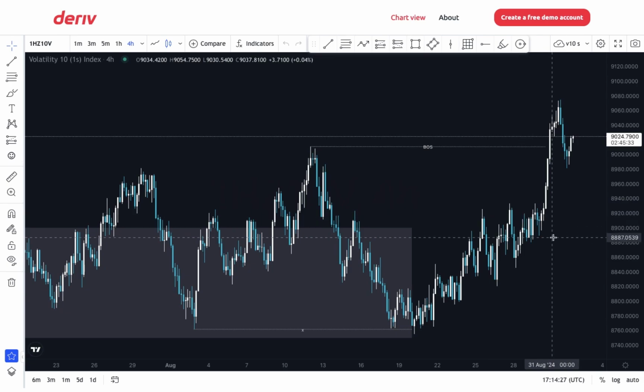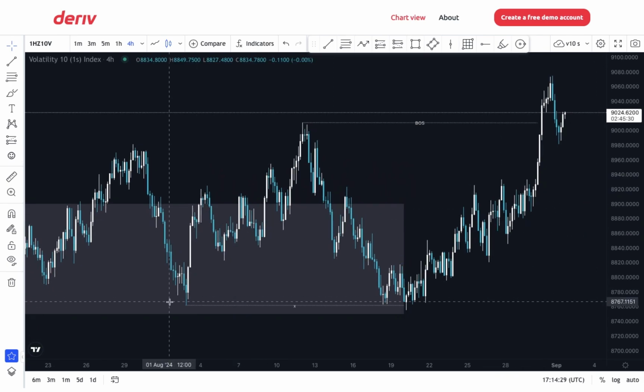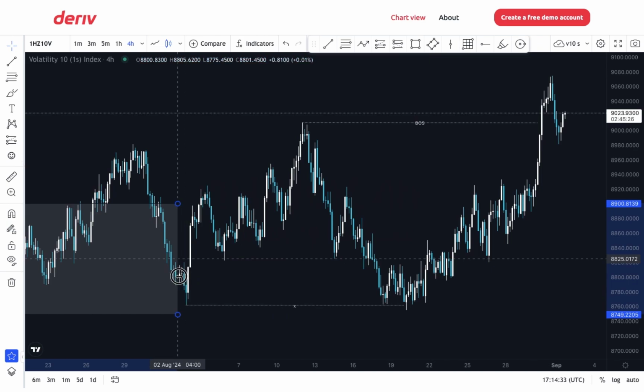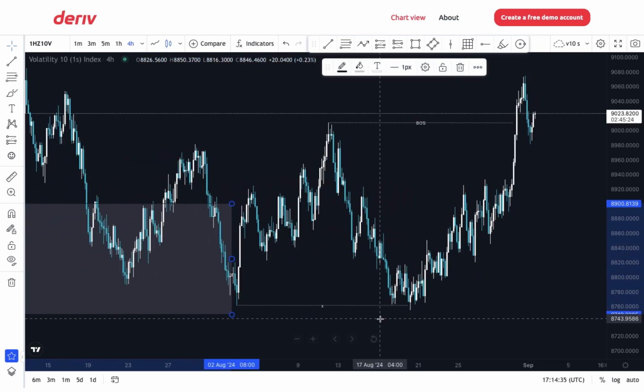Alright guys, so this is the 4 hour time frame, and you can see we have price sweep structure, right? After sweeping a structure, we are to look for potential reversals, and that is what we did.